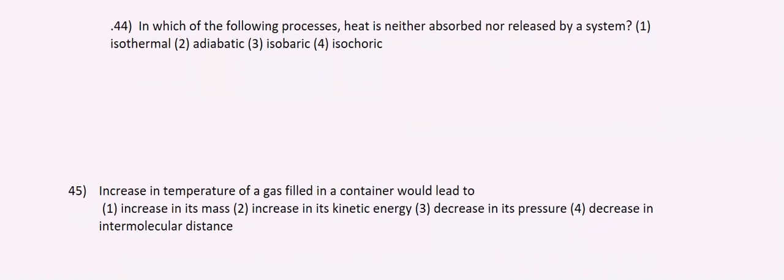Now the 44th question. In which of the following processes is heat neither absorbed nor released by the system? Isothermal, adiabatic, isobaric, isochoric. Now we know that for an adiabatic system only, Q is constant, that is delta Q is equal to 0. So it should be an adiabatic change. So option 2 is correct.